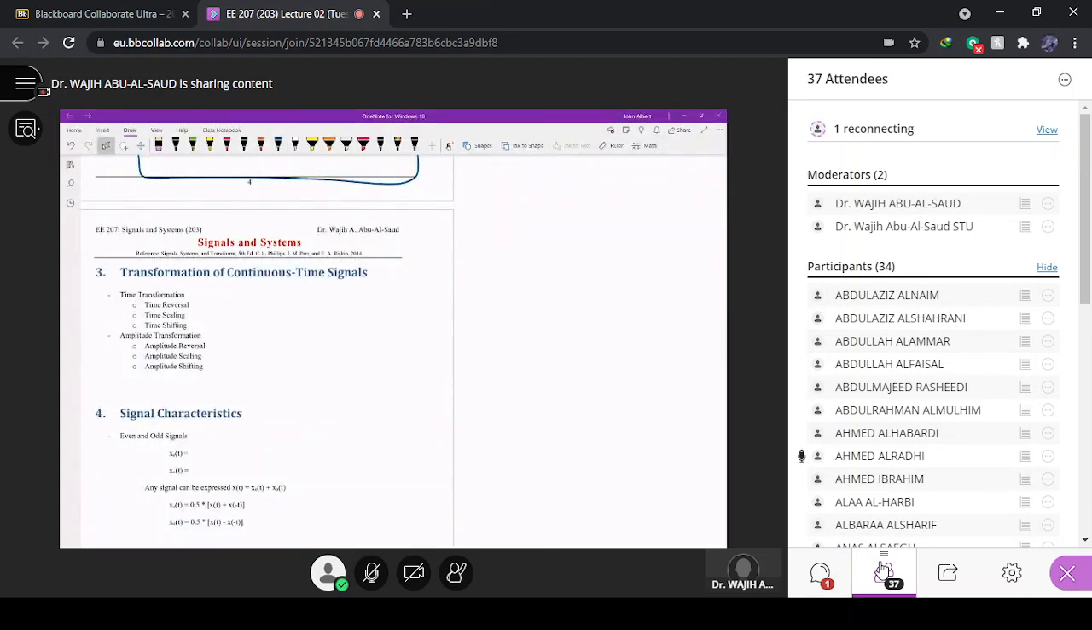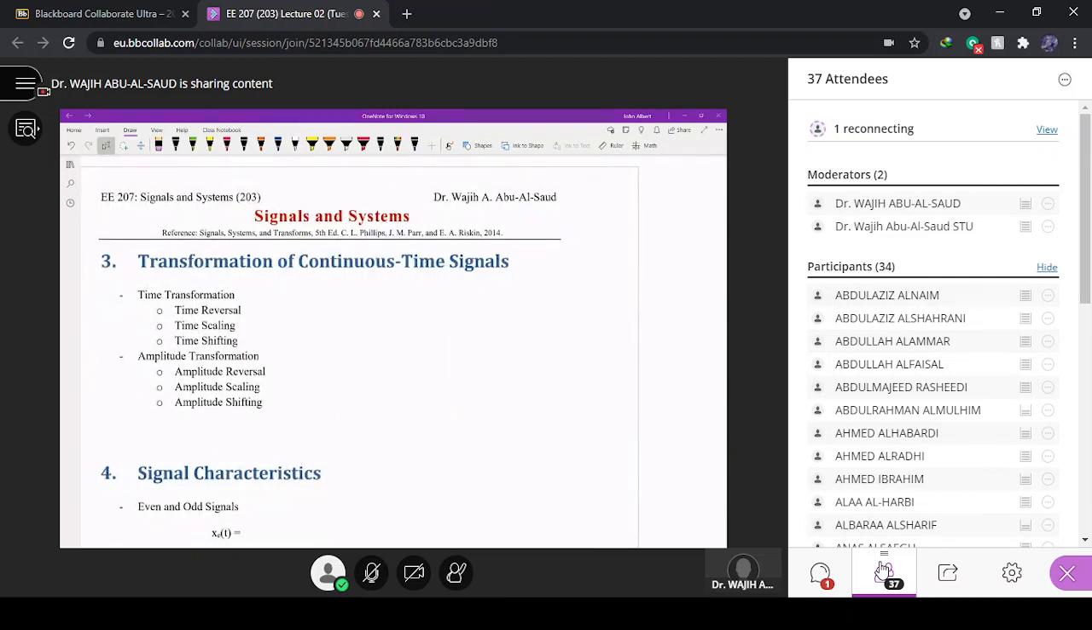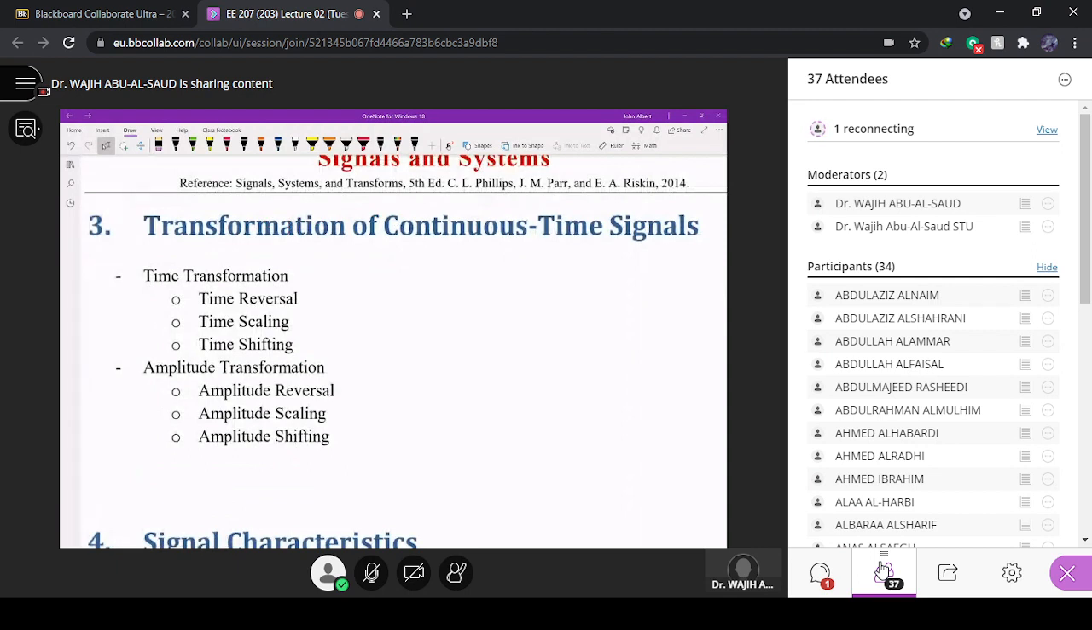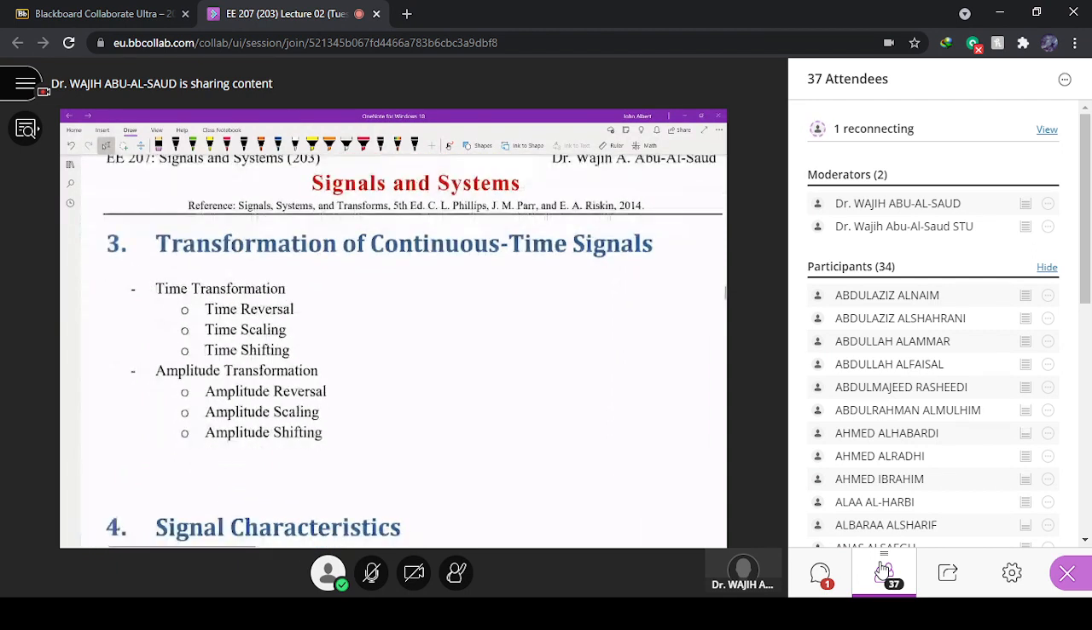Okay, so now what? Now what we will do is talk about the topic. I haven't written this topic, but I know roughly what I'm going to be saying. And that topic is called the transformation of continuous time signals.